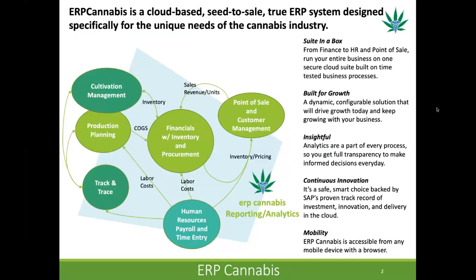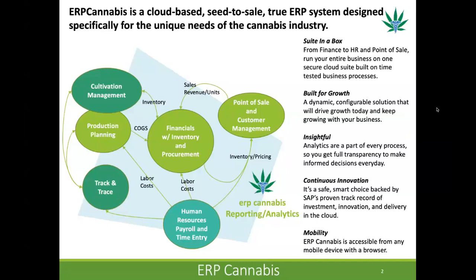ERP Cannabis is a cloud-based, complete, true ERP system that has been designed specifically for the cannabis industry. As you can see from the diagram, the financials are at the core of the solution, and that really was the initial driver for its development: the need for a complete ERP solution, including a financial module that would drive the reporting required within the industry, but also accurately capture all of the activities that go on in each of the companies in the industry. So from a production planning perspective, you want to be able to capture all of your costs and accurately report on the cost of goods sold.